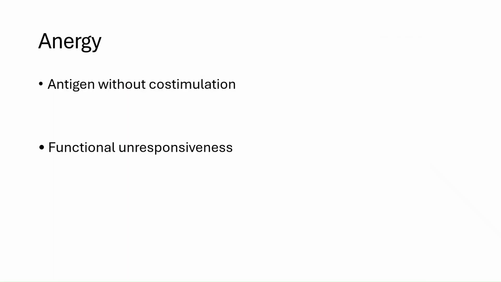Okay, let's move on. I would like to close off this lecture by talking about anergy. Anergy is the state of functional unresponsiveness, and it occurs when lymphocytes encounter antigen without proper co-stimulation, like we saw in our previous slides. This is a major mechanism of peripheral tolerance, and it's also one of your exam's favorite questions. And that concludes our lecture on cellular immunity.